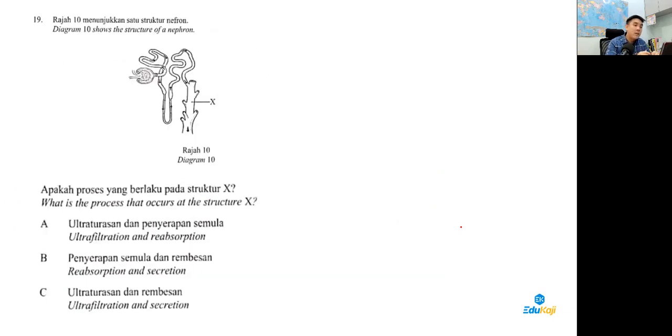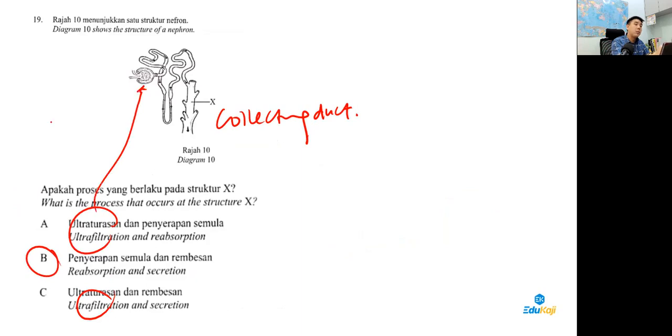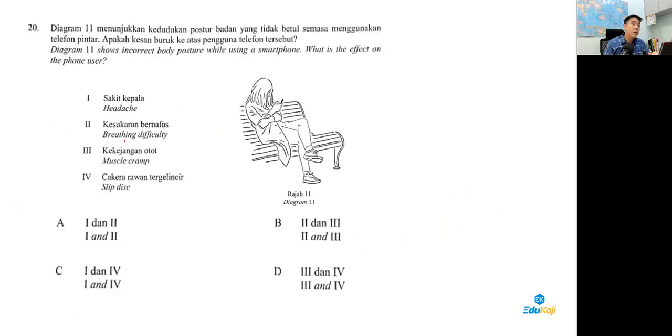Number 19, guys, from bab 13, chapter 13. This one here is called the collecting duct. In the collecting duct, normally two things happen, reabsorption and secretion, because ultrafiltration can only occur in Bowman's capsule. Okay, this is the functional unit of kidney, the nephron. So still chapter 13.